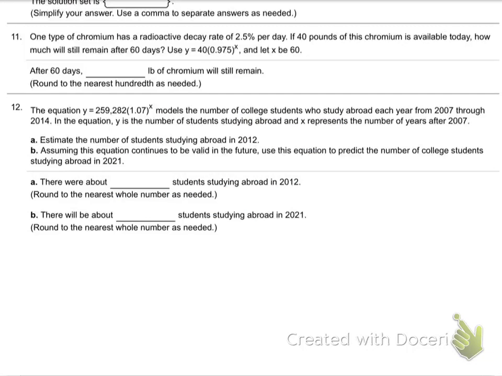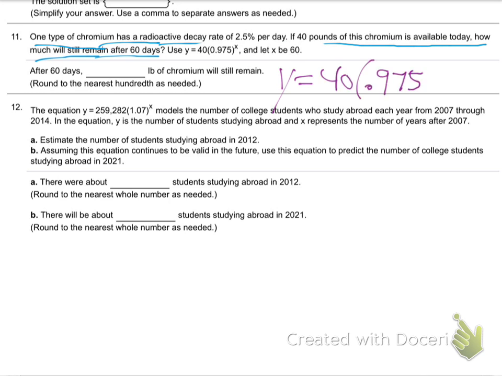Okay. A little small for you to read it all. One type of chromium has a radioactive decay rate of 2.5% per day. If 40 pounds of the chromium is available today, how much will still remain after 60 days? Use this and let x be 60. Yeah, bottom line, who cares about all those other words? In the end, y equals 40 times 0.975 to the x, and they're saying let x be 60.